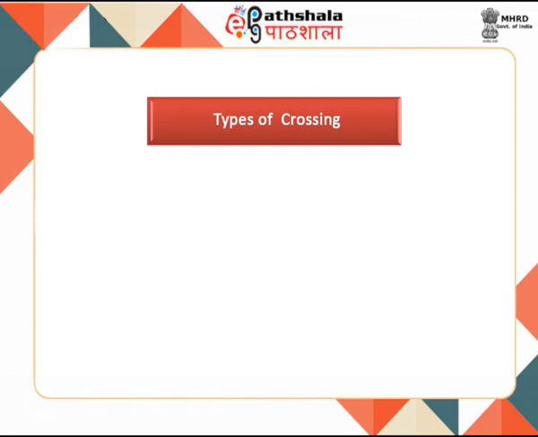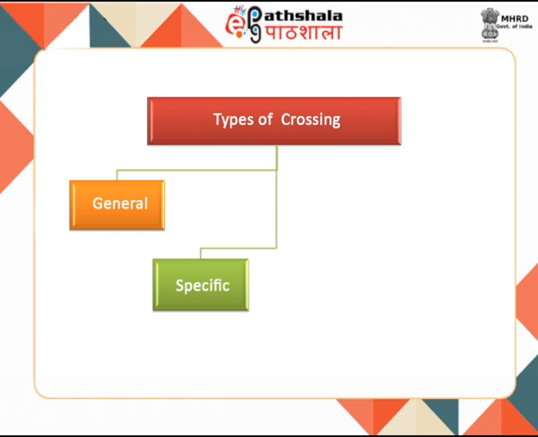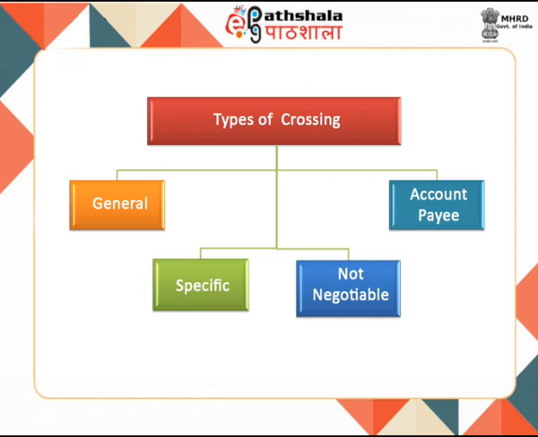There are four types of crossing. These are general crossing, special crossing, not negotiable crossing, and account payee or restrictive crossing. We shall discuss these in detail.